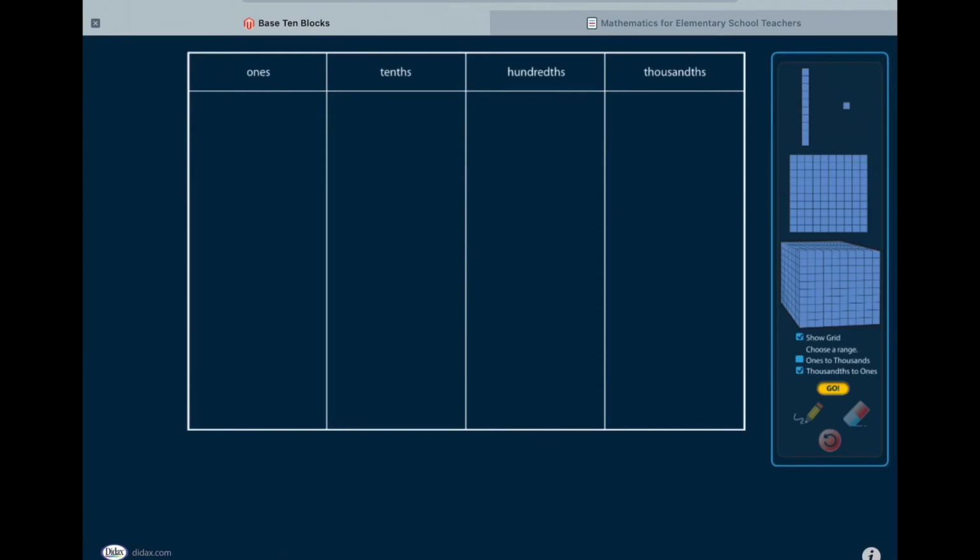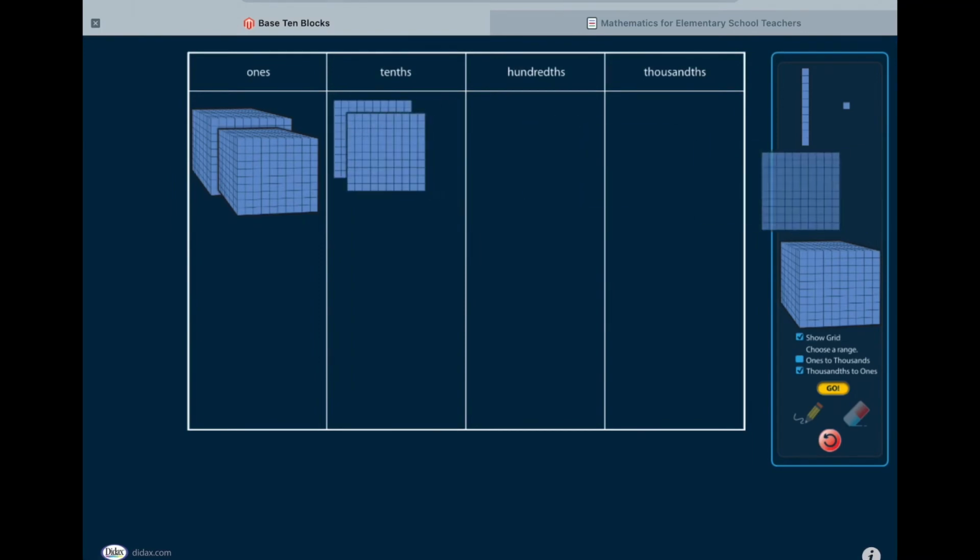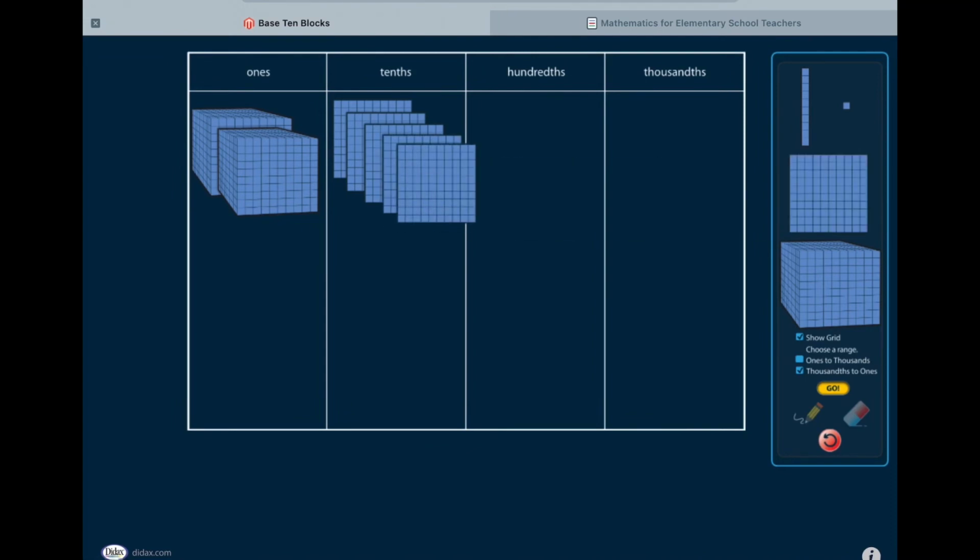Okay, so we had 2 and 56 hundredths, 2 ones, 2.5, so 5 in the tenths place. So we'll put 5 flats in here. And then we had 6 hundredths, 2.56. So we'll put 6 rods right here.